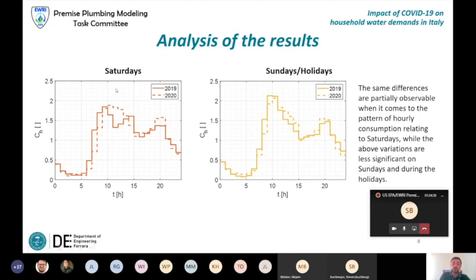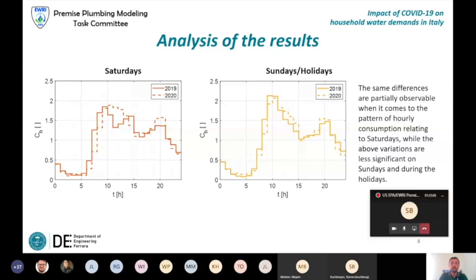For example, on Saturdays, once again, we can notice that the early morning peak was somewhat delayed. The consumption remained higher during the morning, but the difference was not so marked as during the weekdays, whereas for Sundays and holidays, the situation was almost the same during the pre-lockdown period and the lockdown period. Clearly, this is due to the user habits, to the different kinds of activities performed by the inhabitants of these houses.